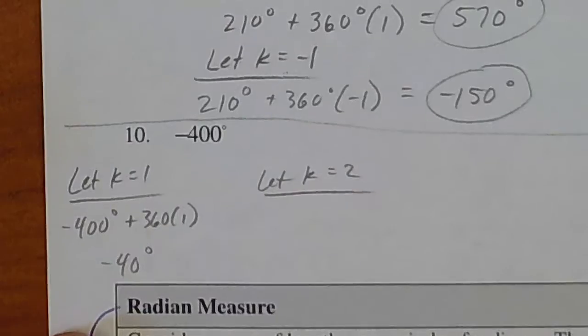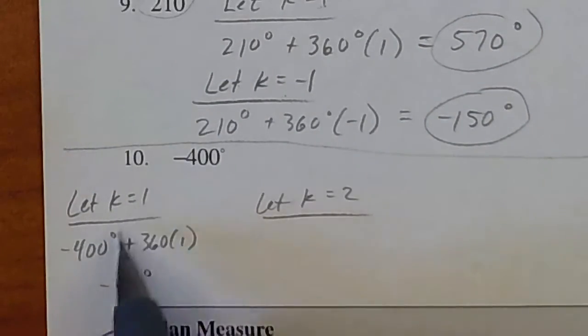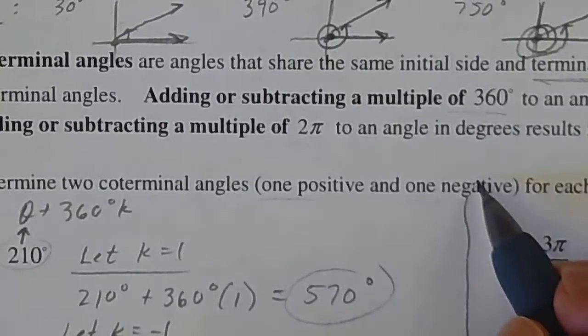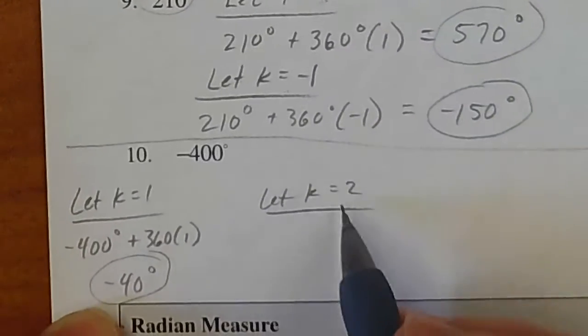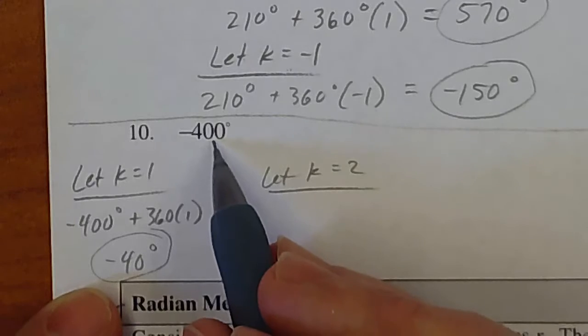Okay, don't be a robot and just use the same K values. Use your brain and think about it. So when I use a K value of 1, it gives me negative 40 degrees. The directions say one positive, one negative. So I've got a negative, check. How do I move on to a positive? I wouldn't want to use a K value of negative 1 because that'd give me negative 760.